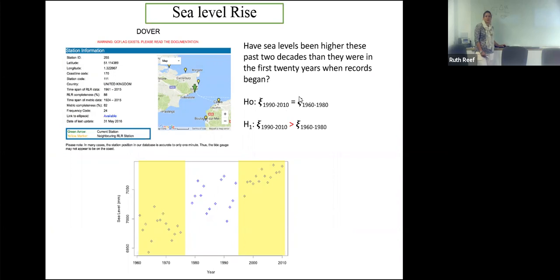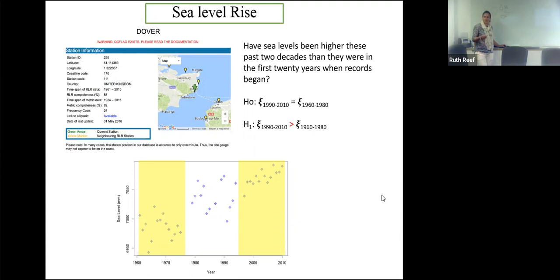I'm going to look at the sea level from 1960 to 1980. Dover is in England, of course. Sorry, I should have clarified. The alternative to the null hypothesis is that it's actually bigger than that, that today sea levels are higher. I could also just say it's different. I don't have to say bigger. So I have a region of sea levels down here and a region of sea levels down there. I'm going to ignore this one in the middle.